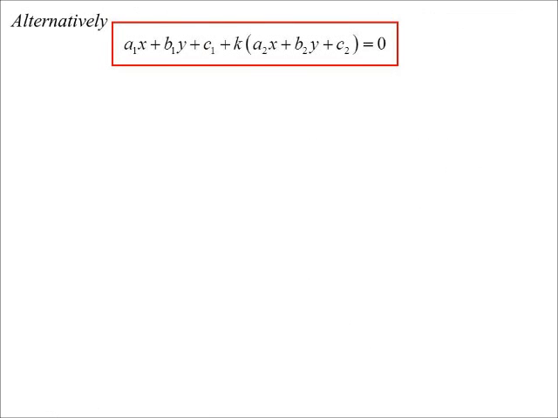And that's just using this idea. We know the point of intersection satisfies both equations. So if I substitute it into, let's say, the first one, a1x plus b1y plus c1, I must get 0. If I substitute it into the second one, a2x plus b2y plus c2, I must also get 0. So that must be true for the point of intersection.